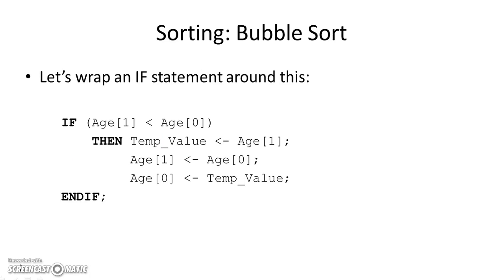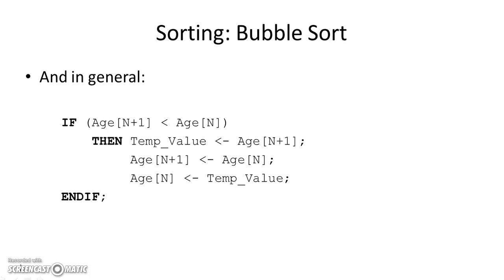So if we want to see the if statement that goes around this for Bubblesort, for the first two elements, it's if the second element is less than the first element, then we do the swap. So if the second is less than the first, do the swap. And there's no else needed, because we do nothing if they're in the correct order already.